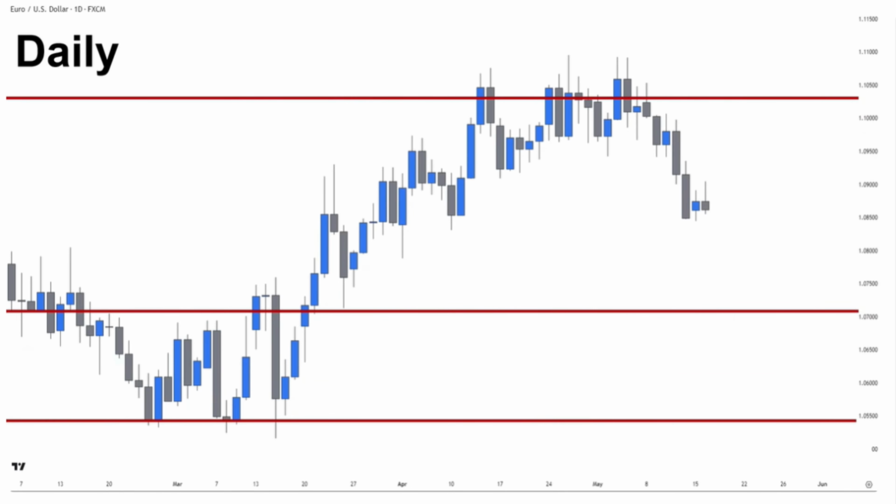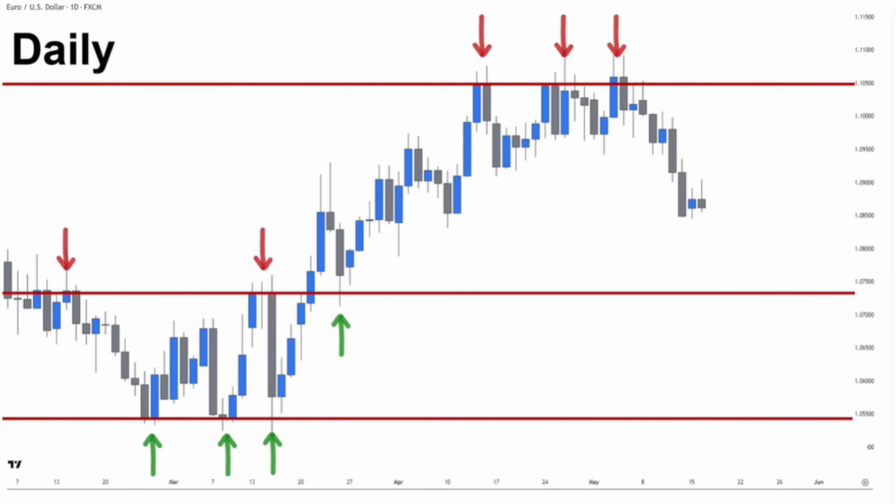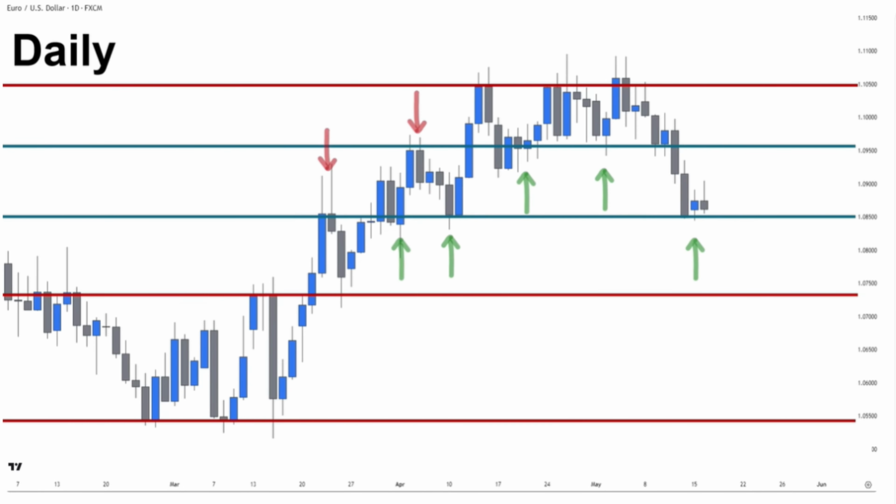On the daily time frame, first, we adjust the weekly levels to capture the maximum number of touches. Next, we add daily structure levels using a different color so we can easily distinguish them when zooming into lower time frames. Always remember, higher time frame levels carry greater importance. At this stage, our daily analysis is complete.